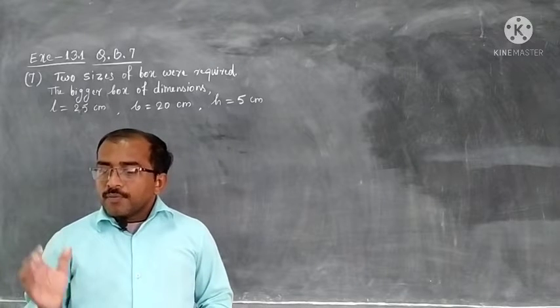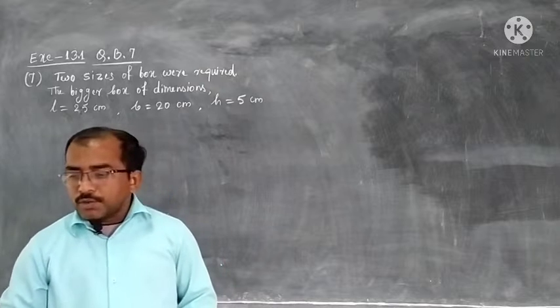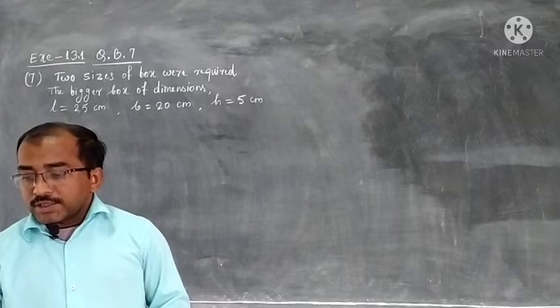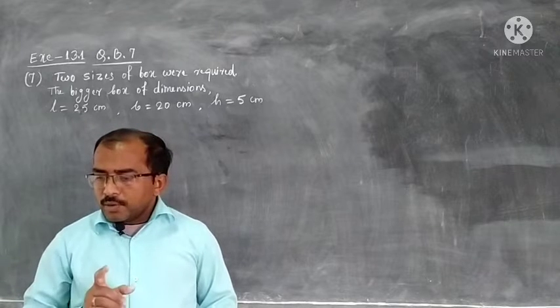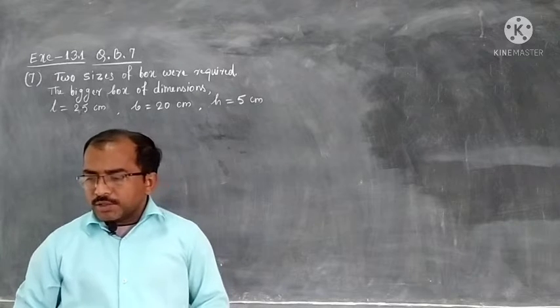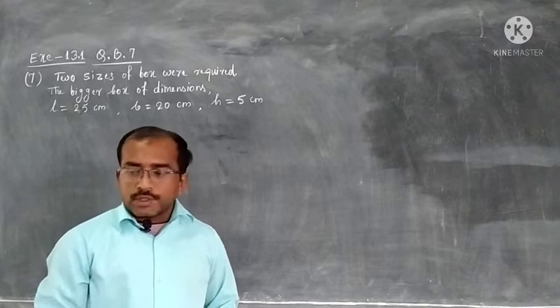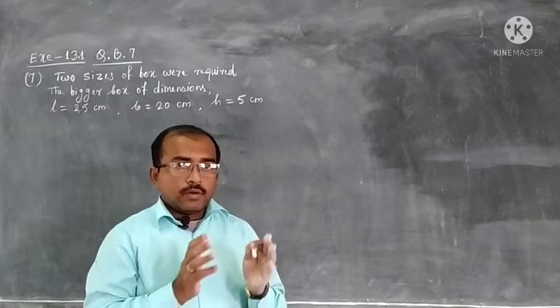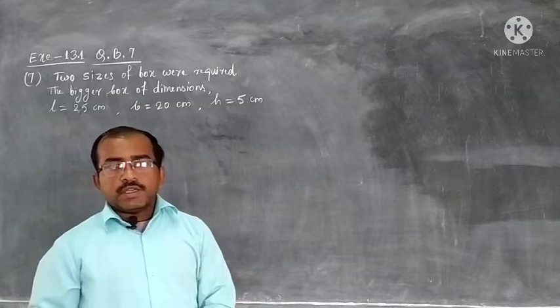Next it says, for all the overlaps 5% of the total surface area is required extra. If the cost of cardboard is rupees 4 for 1000 centimeter square, find the cost of cardboard required for supplying 250 boxes of each kind. That means we have to make 250 bigger size boxes and 250 smaller size boxes.